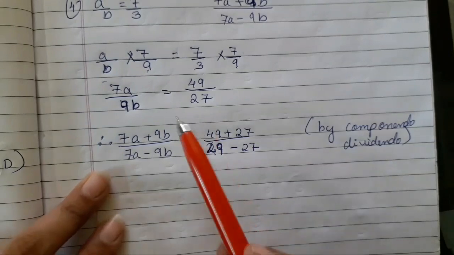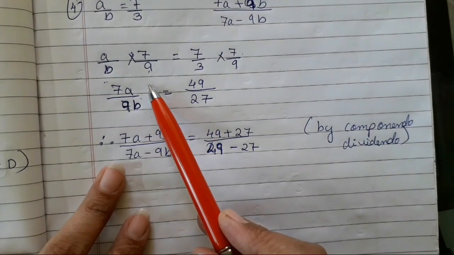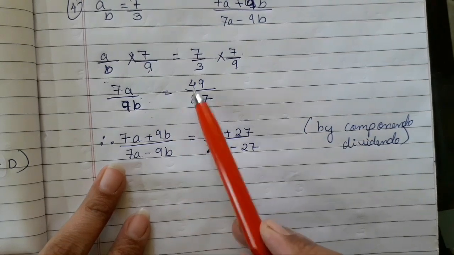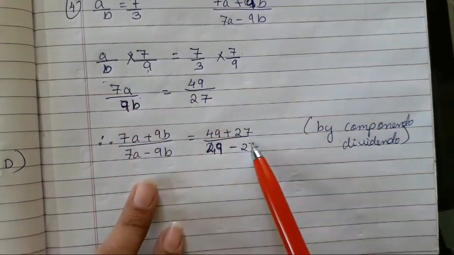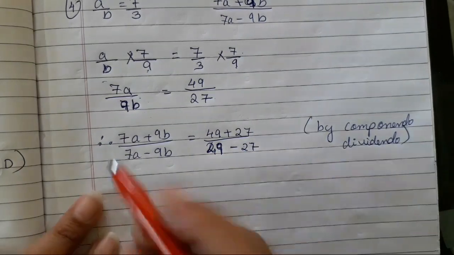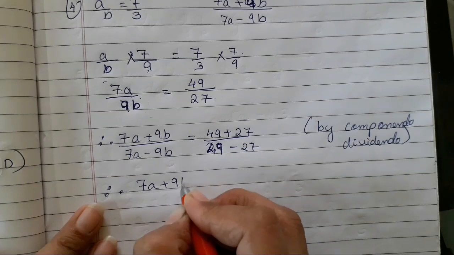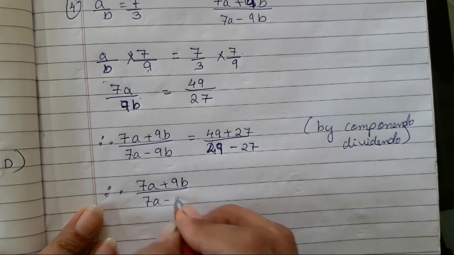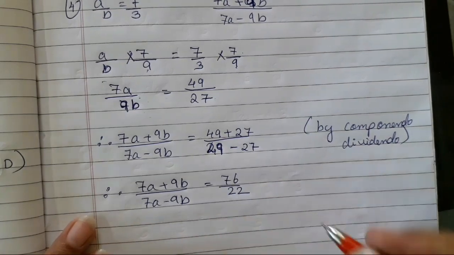Once we did this, we got this. From this we took the addition over here, subtraction over here. Addition over here, subtraction over here. So this is only what we have extended. After this method, you have almost got your answer, that is 7a plus 9b upon 7a minus 9b is going to be 76 upon 22.